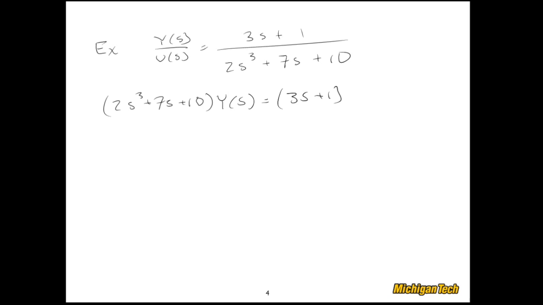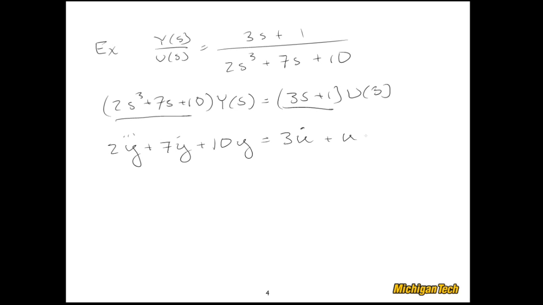And I use what I know about how these s's map to time domain quantities. The 2s cubed times capital Y of s is going to be 2 y triple dot plus 7 y dot plus 10 y equals 3 u dot plus u. So there's the differential equation that generated that transfer function.